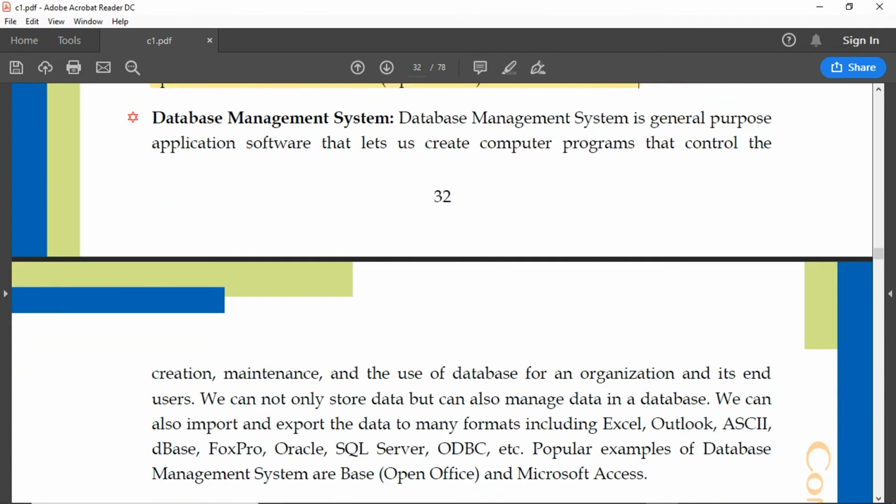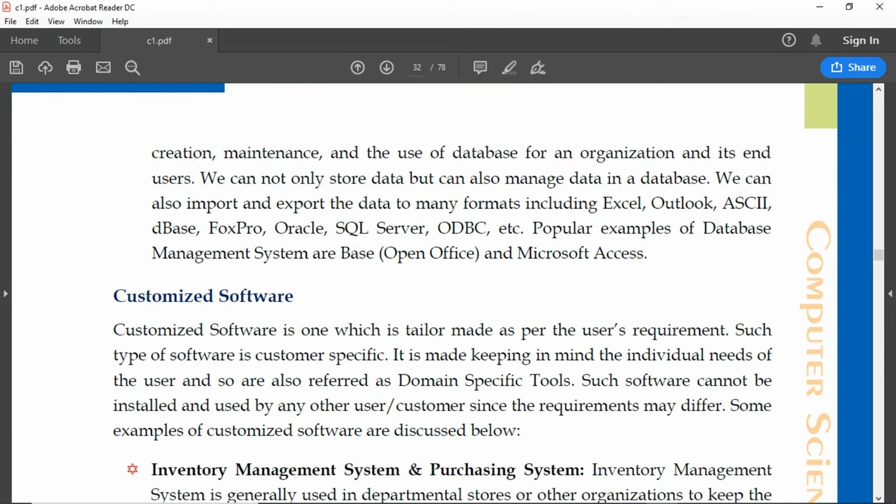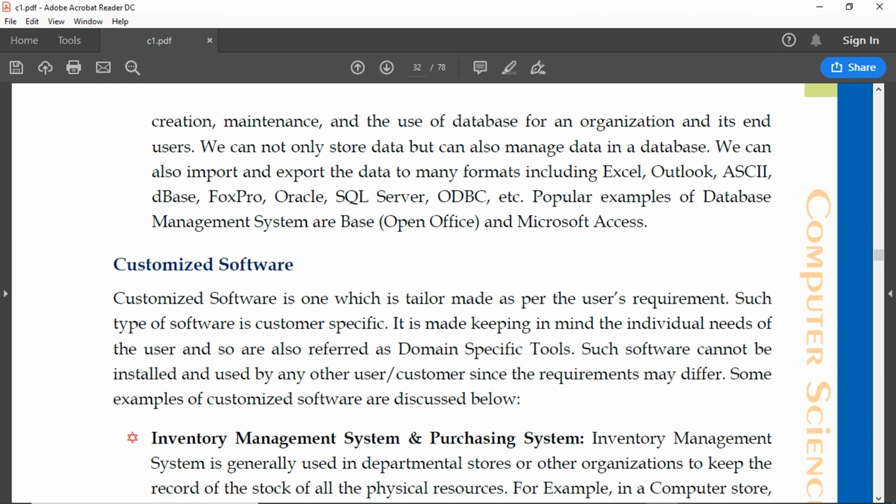Database management system. Database management system is general purpose application software that lets us create computer programs that control the creation, maintenance, and the use of a database for an organization and its end users. We can not only store data but can also manage data in a database. We can also import and export the data to many formats including Excel, Outlook, ASCII, DBase, FoxPro, Oracle, SQL Server, ODBC, etc. Popular examples of database management system are Base, OpenOffice, and Microsoft Access.